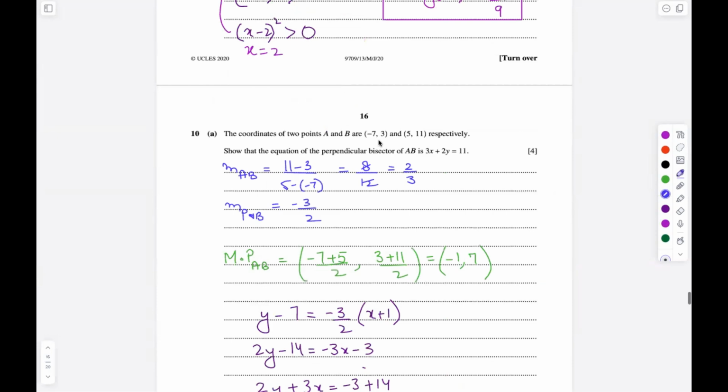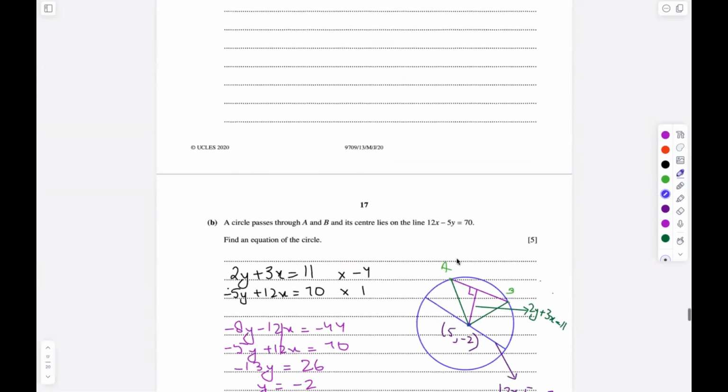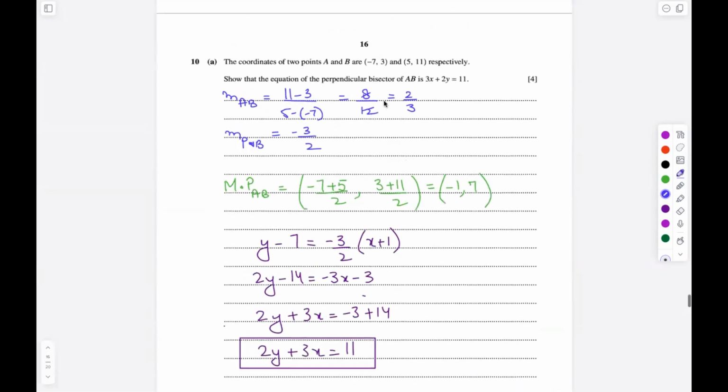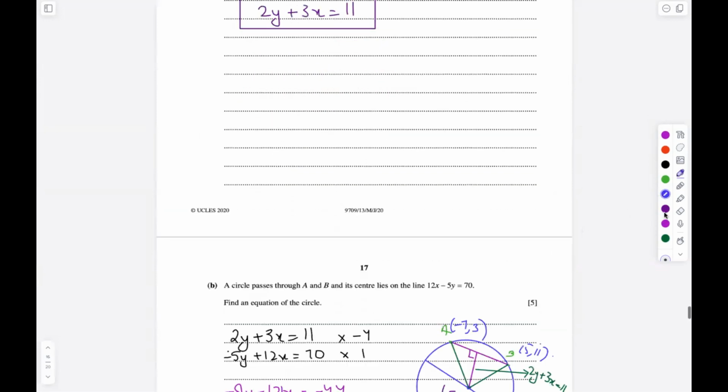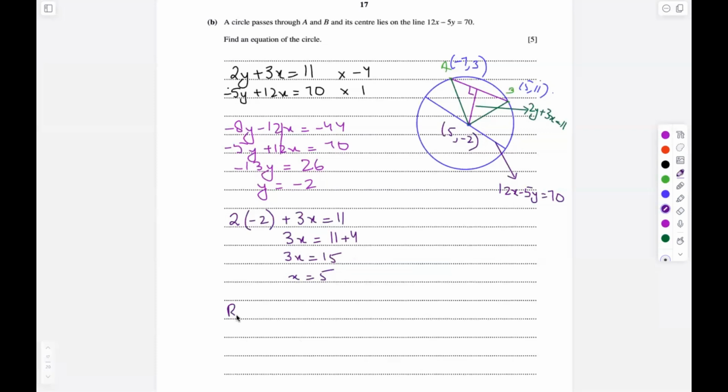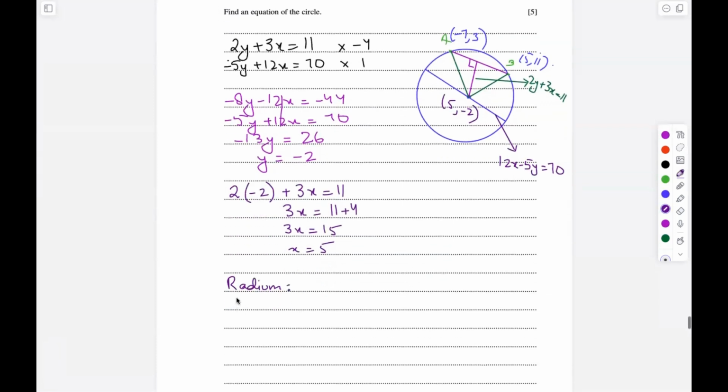So the coordinates of point A are (-7, 3) and the coordinates of point B are (5, 11). So we can use either of these two points. Well, let's use the coordinates of B to find the distance, or the radius. So the radius will be equal to the distance of the center from B, or the center from A. So finding the distance CB, C is the center and B is the point on the circumference.